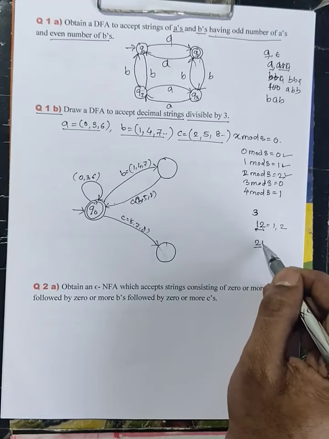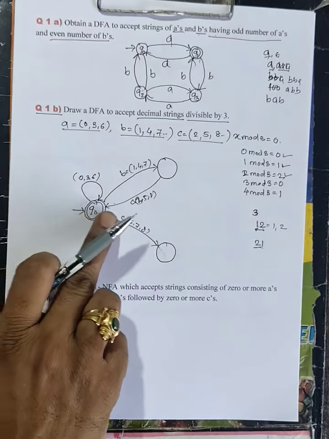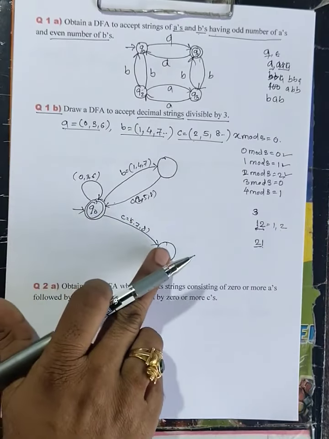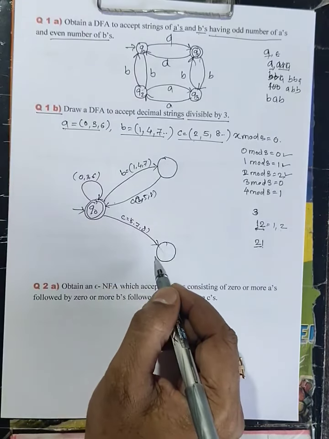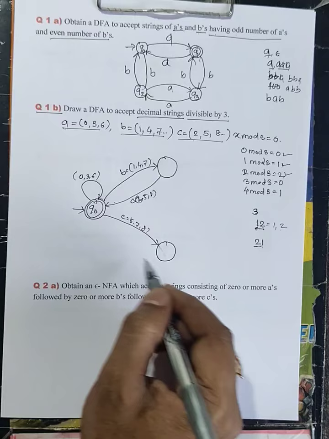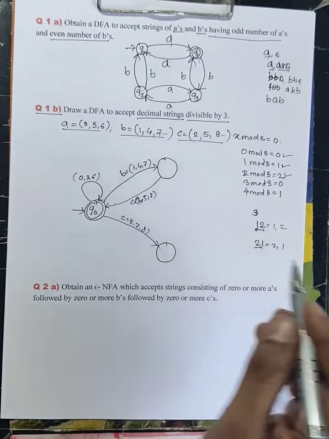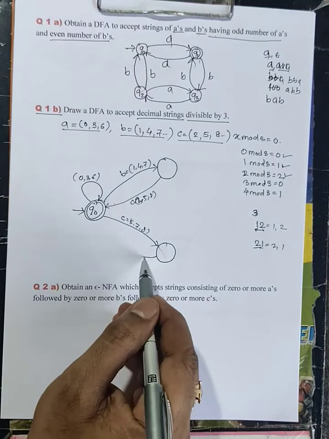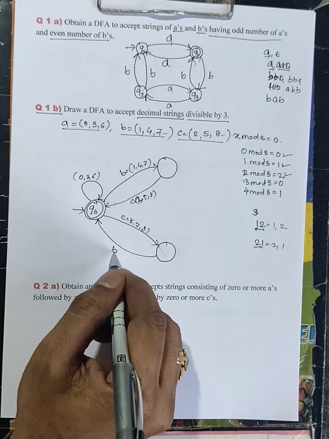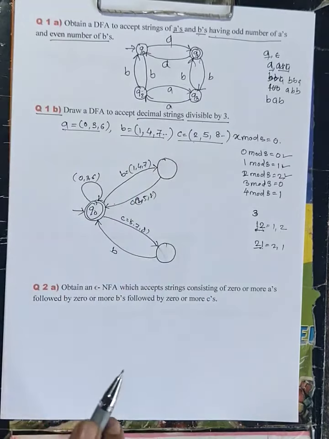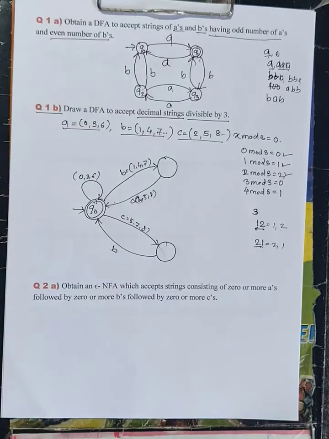Maybe the string is 2 1. Remainder 2, then remainder 1. Remainder 1 means... 2 1 is divisible by 3. Remainder 2 and then remainder 1 means this is divisible by 3. Remainder 1 means this is B. We have shown this is B. From this one the transition is over, and from this one the transition is over.